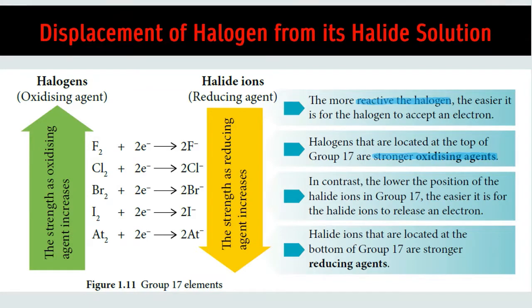On the other hand, the lower the position of halide ion in group 17, such as astatide ion and iodide ion, it has higher ability to release an electron. This makes the bottom halide ions a stronger reducing agent.